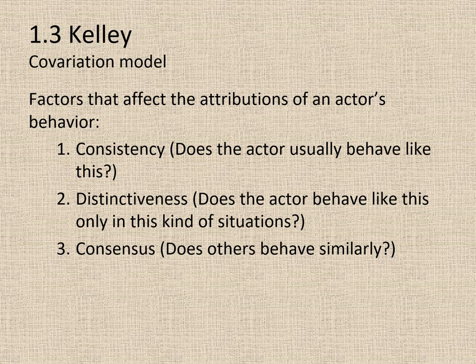And if there are other people present in the situation, we might ask ourselves, is there consensus? How do the other people behave? Do they behave similarly to this particular actor? Is it high or low consensus? And if we have these three factors and we make them dichotomous, high or low in all three, we get eight combinations. So let's have an example here.